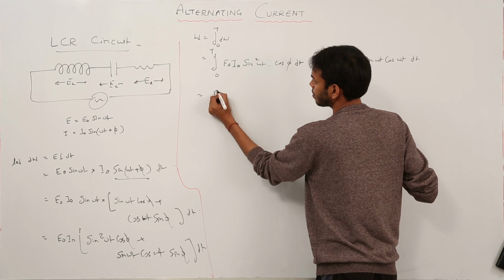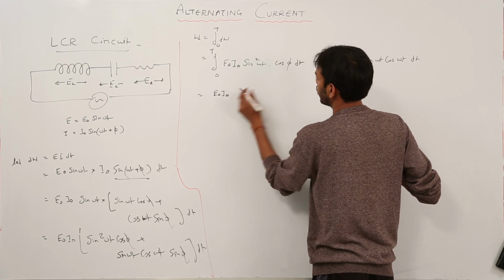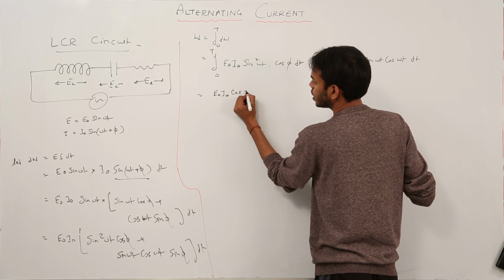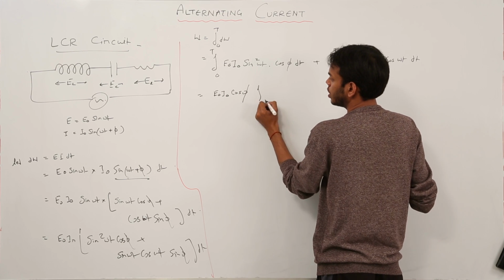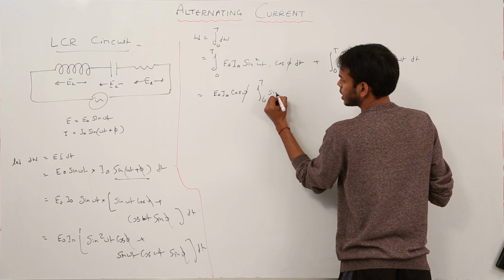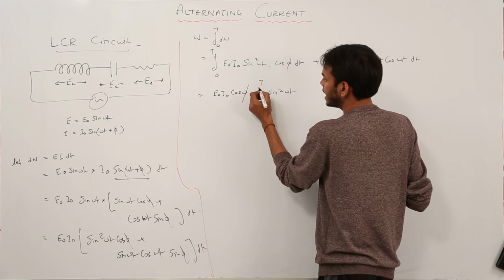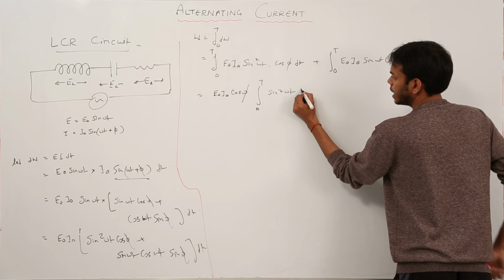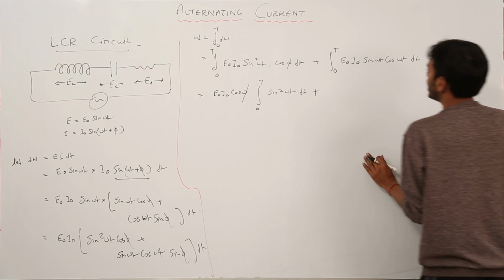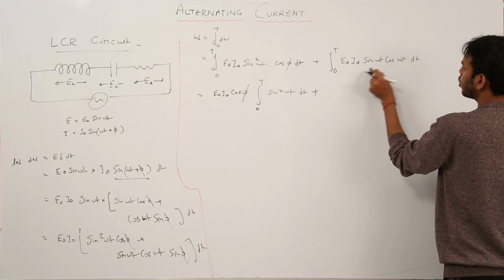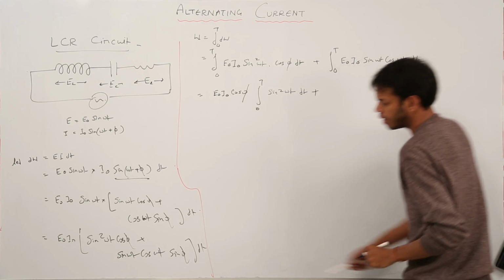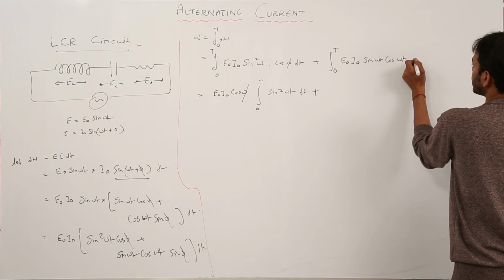How? See, E naught I naught cos phi, these are constants, out. 0 to t sin square omega t, this is my integration sign, dt, plus here what are the constants? E naught I naught and where is the another term? Sin phi dt.